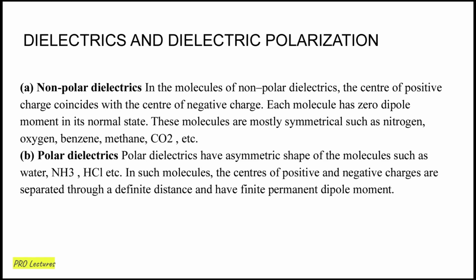Now let's move on to polar dielectrics. Polar dielectrics are different because their molecules have an asymmetric shape. In these molecules, the positive and the negative charges are separated. They are separated through a definite distance and have finite permanent dipole moment. Examples of polar dielectrics include water, ammonia, and hydrogen chloride.